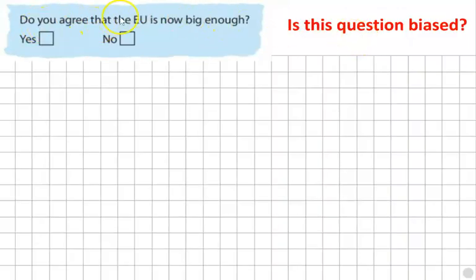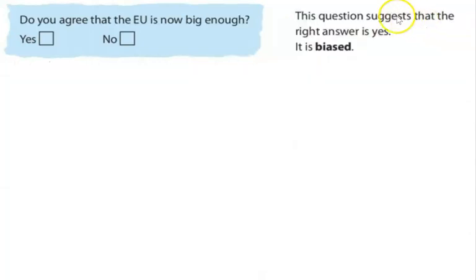Do you agree that the EU is now big enough? Yes or no? Is this question biased? And if so, why? This question suggests that the right answer is yes, so it is biased.